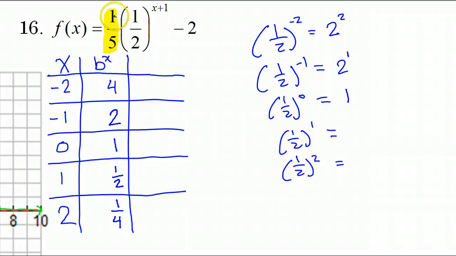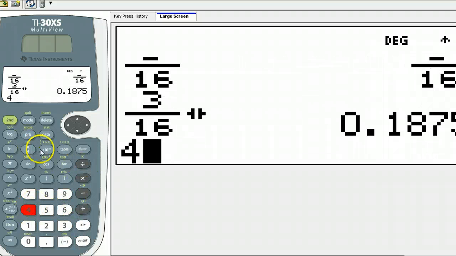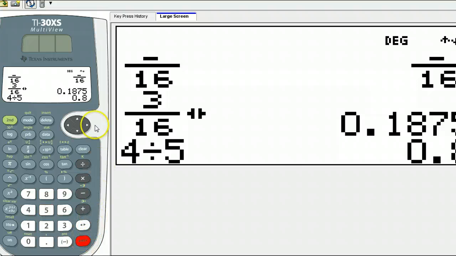Now, we need to do the multiplying by A. So that's what I'm going to do. This will be my a times b to the x power. So I'm just going to multiply everything by 1/5. So I'm just doing 1/5 times everything. Well, this is just going to be 4/5, which is 0.8.